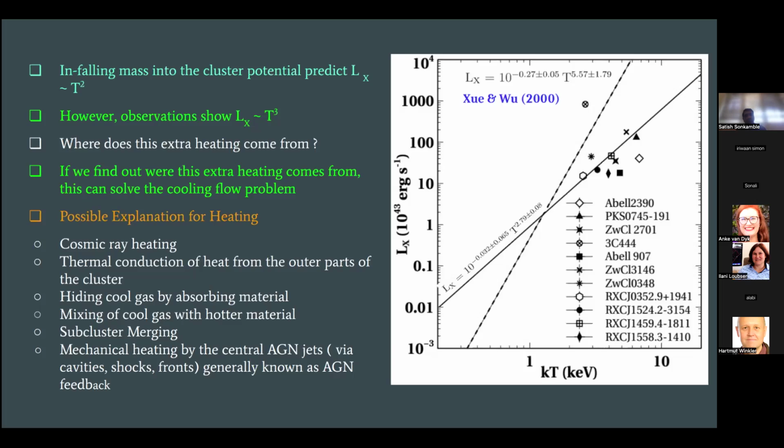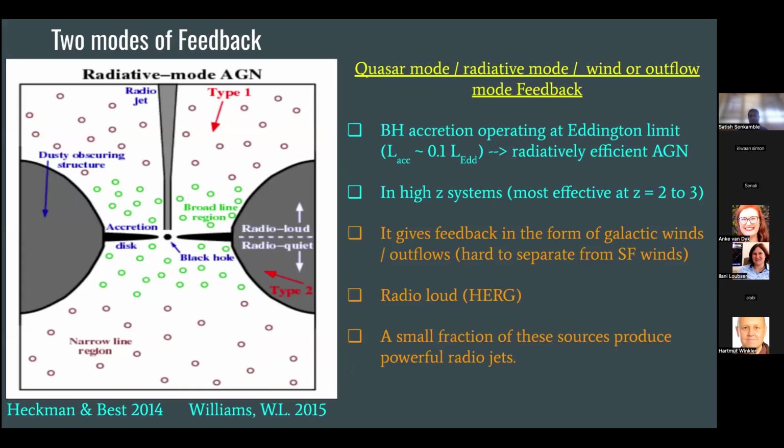There is also the possibility of a subcluster merging scenario. But the most convincing results we have obtained so far are from mechanical heating of the ICM by the central AGN jets, which we usually call feedback. And the feedback has two modes depending upon the accretion. One is the radiative mode feedback, and it is more operative in high redshift systems. It is more effective at a redshift of 2 or beyond.